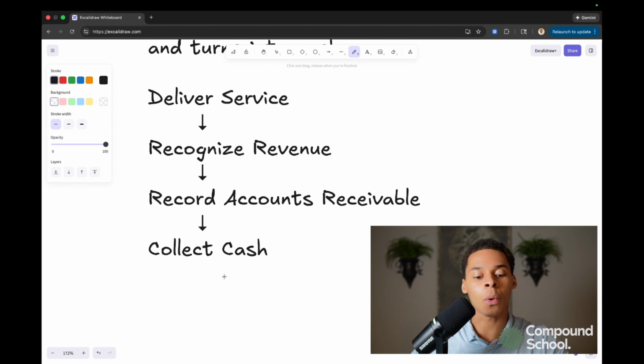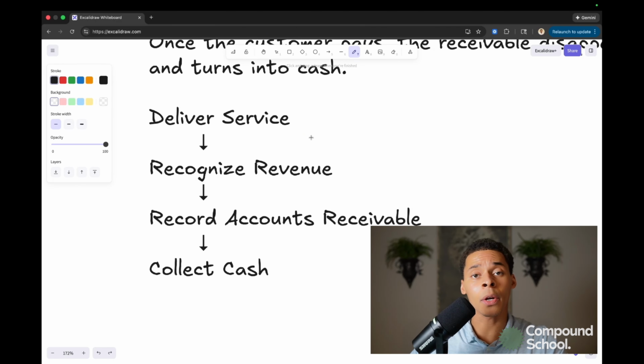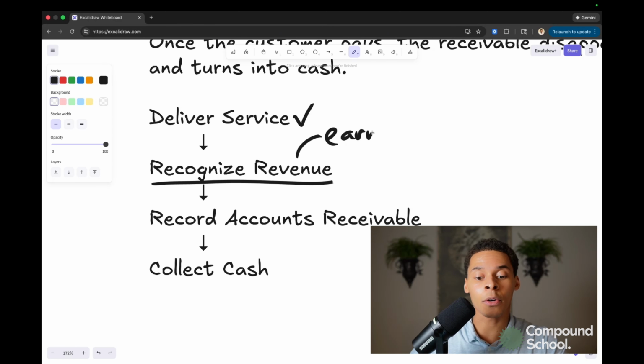So just to walk you through this basic flow, we are going to deliver a service. Because we satisfied our performance obligation, we have earned revenue, therefore we could recognize it. We're going to record an accounts receivable, and then we're going to collect cash once the customer pays us.